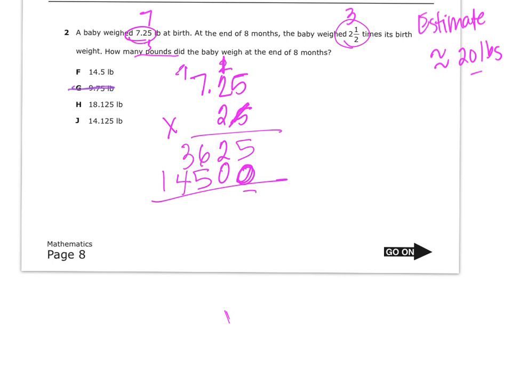5 plus 0 is 5. 2. 11. Carry your 1. 4 plus 4 is 8. Oh, I don't need that. Okay, so 18,125. Does that make any sense?